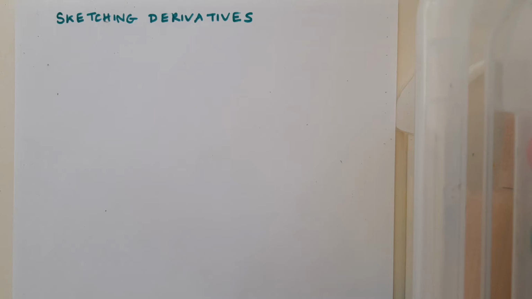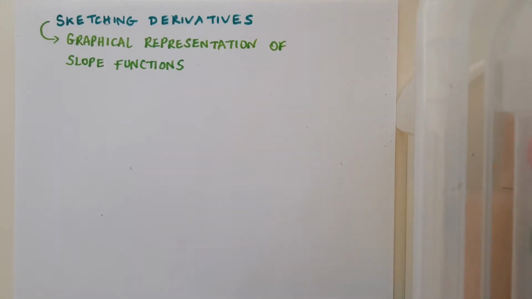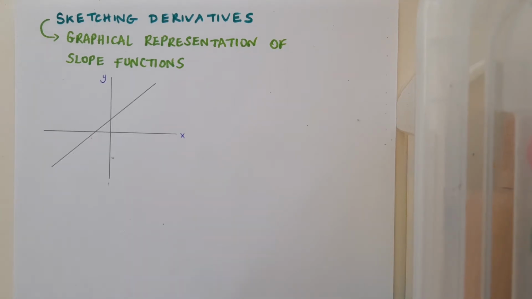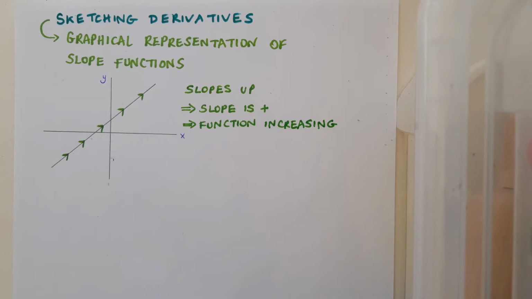This is a video about sketching derivatives, or the graphical representation of slope functions. Before we begin, it might be useful to review a little bit of vocabulary to do with functions. First of all, here we have a sketch of just a linear function. Notice that this line is always sloping up. So the slope is always positive, and we can say the function is increasing.